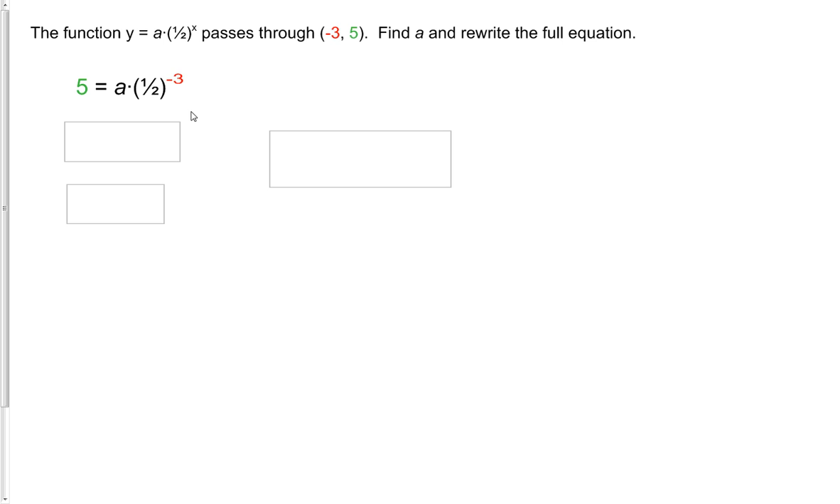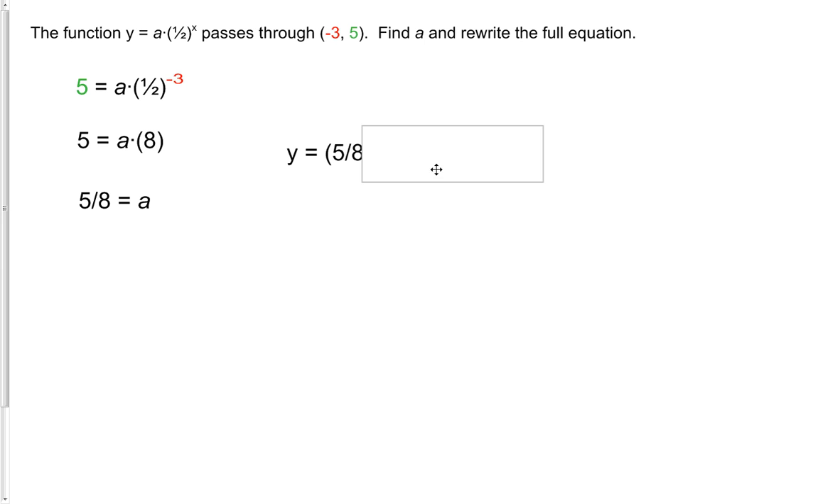1/2 to the -3 is just 2 to the third, so 2 to the third is 8. So now we have 5 equals a times 8. Divide both sides by 8, and we have a equals 5/8. Plug that back into our original equation. y equals 5/8 times 1/2 to the x.